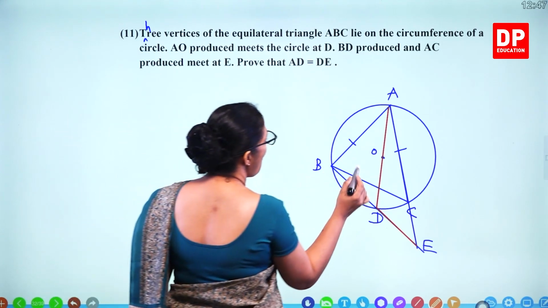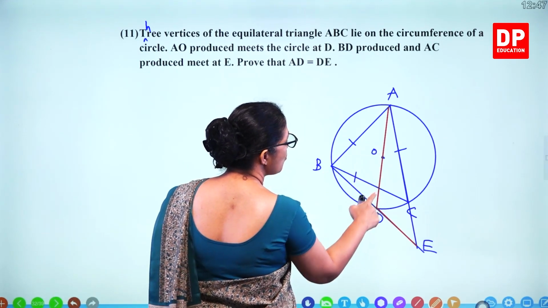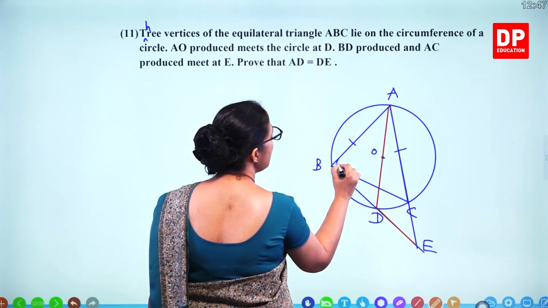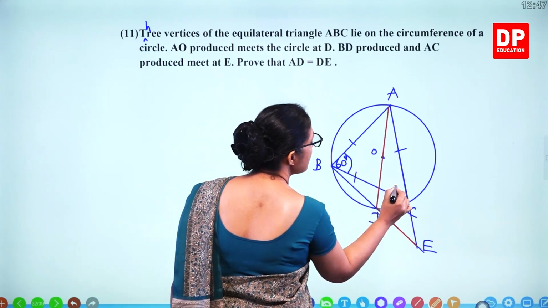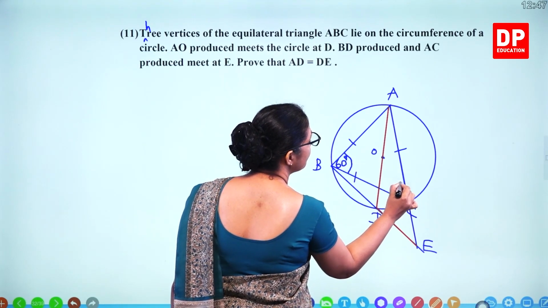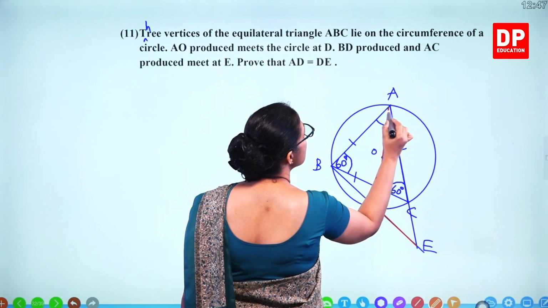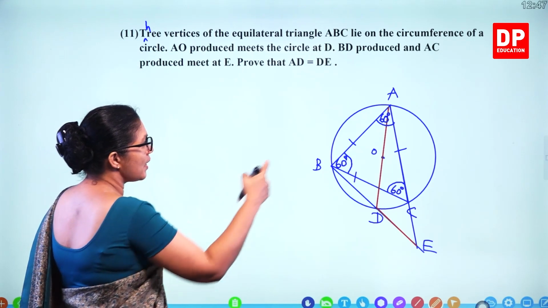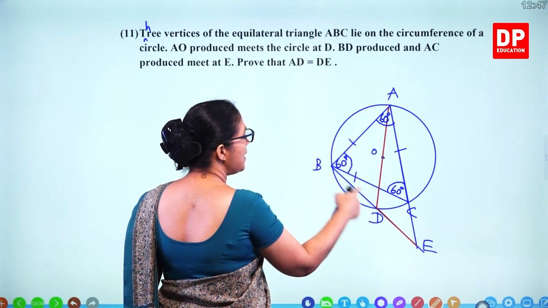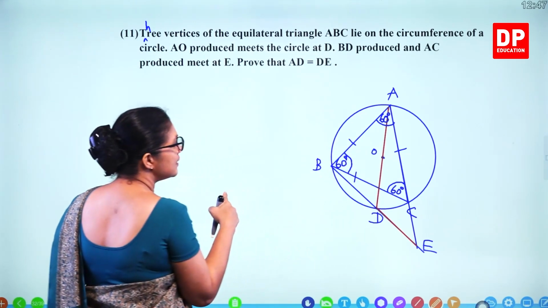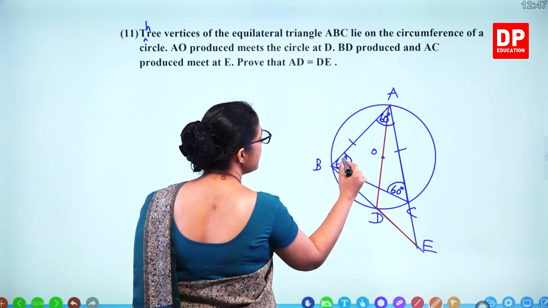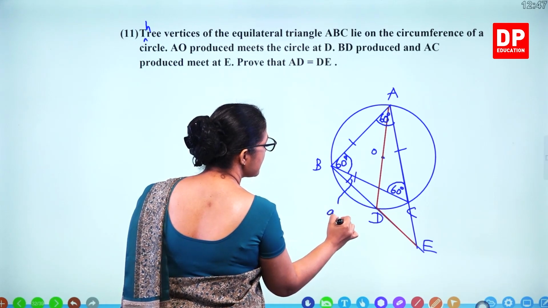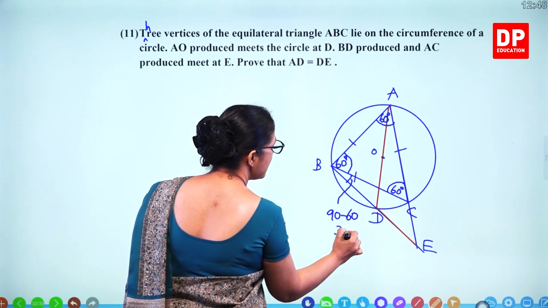So if these two are equal, we have to show that these two angles are equal. So we'll mark all the angles that we know. These all are 60 degrees. This is also 60. Then we know AD is the diameter. So what is this angle? 90 degrees. So this is 90, means what is this angle? 90 minus 60, that's 30 degrees.